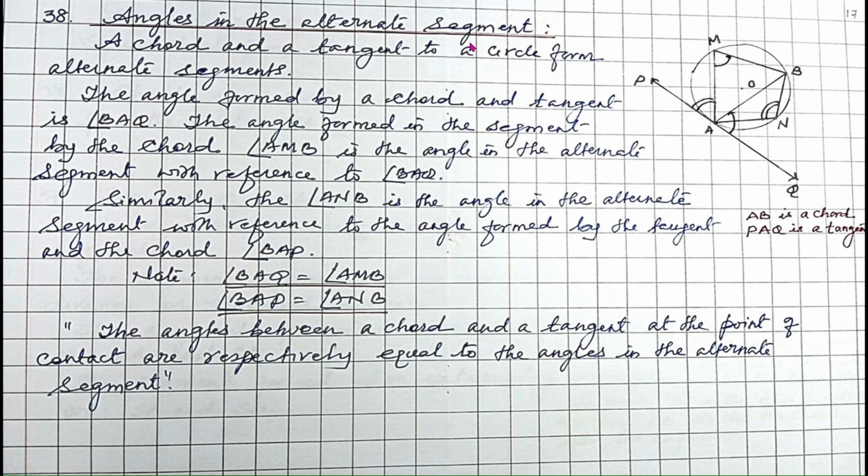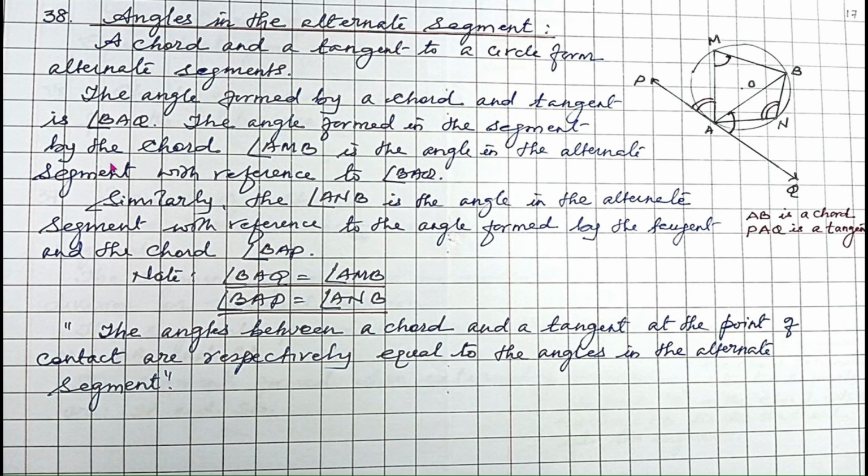Now angles in the alternate segment is a very important property again. A chord and a tangent to a circle form alternate segments. The angle formed by a chord and tangent is angle BAQ.